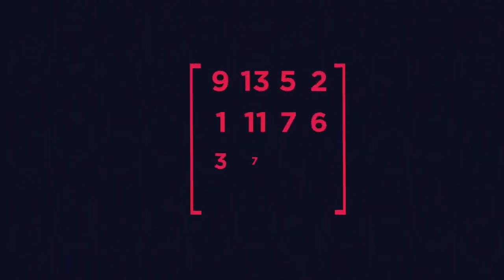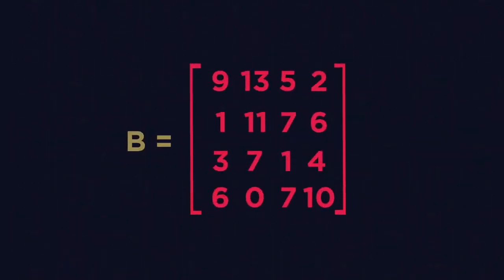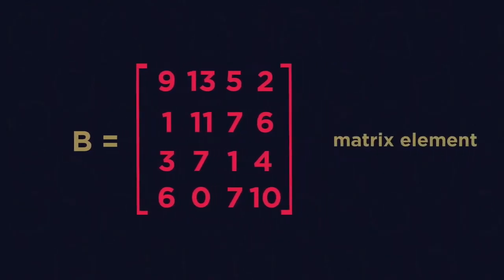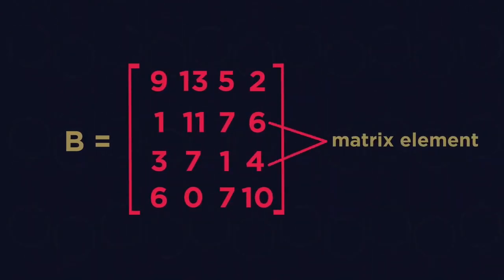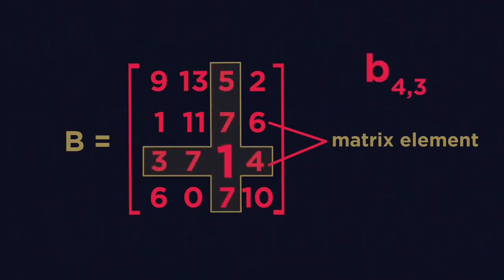We can also refer to individual numbers in each matrix by using the columns and rows to identify them. A number in a matrix is referred to as a matrix element. Each element corresponds to a row and a column. We'd refer to the element 1 in row 4 and column 3 of matrix B as B43.